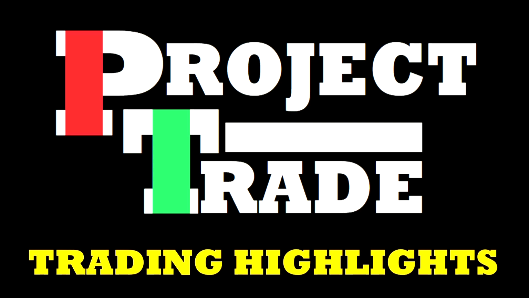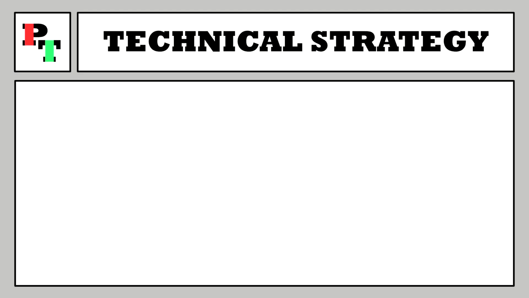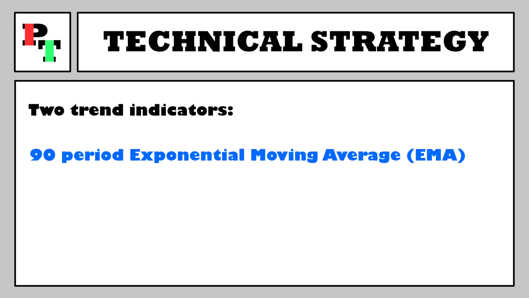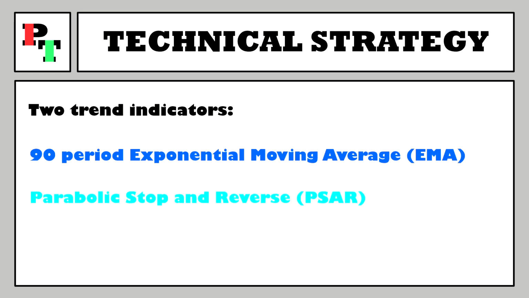It is the trading highlights show and we are looking at a technical trading strategy. One of the most typical messages that commentators of technical trading analysis will pummel you into submission with is that no single indicator can be used to consistently make money. Our strategy today involves the use of two indicators, both in the trend category. And they will be the 90-period exponential moving average and the parabolic stop and reverse, the PSAR.